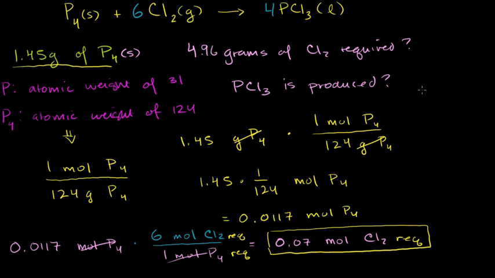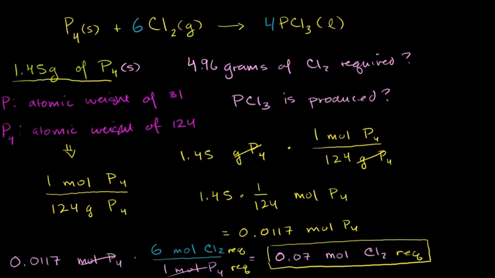Now, the second question is how much phosphorus trichloride is produced. Now, there's two ways to do it, an easy way and a hard way. The easy way says, well, mass is conserved. The total mass on this side has to be equal to the total mass on that side. The slightly harder way is you could have done the exact same thing we did with the chlorine gas. You could do it with the phosphorus trichloride. You could say, hey, for every mole of this, I need 4 moles of that, and then figure out the mass of each mole and multiply and do all of that. But let's do it the easy way.